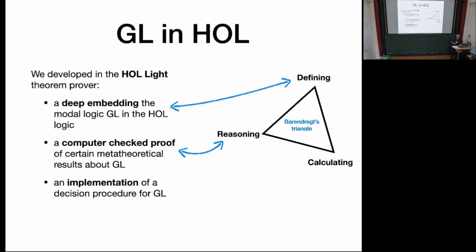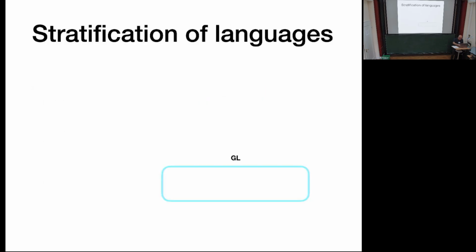The meta theory is the reasoning, and the implementation of the decision procedure is something about calculating. And one of the difficulties that you have in this kind of activity is that you have a stratification of languages.